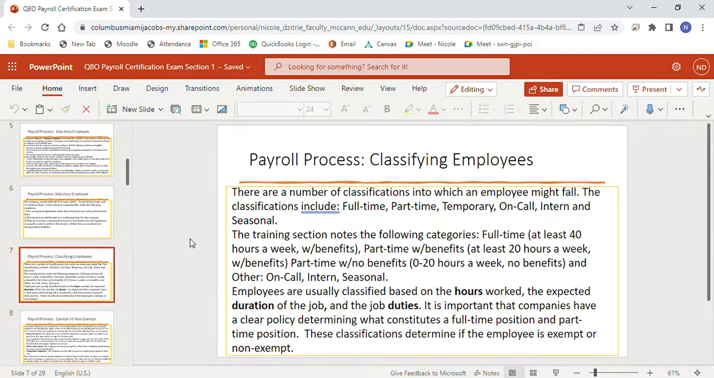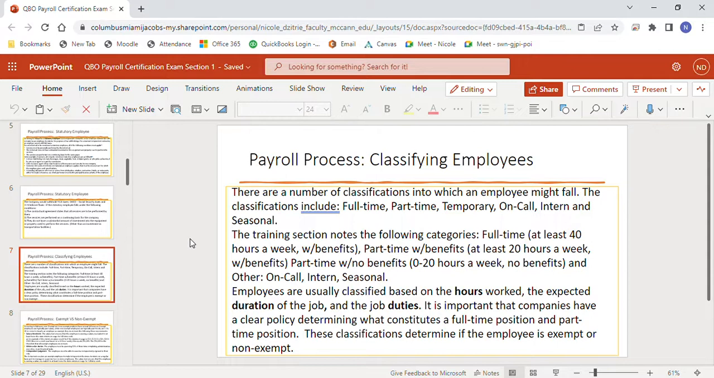Classifying employees. There are a number of classifications into which an employee might fall. The classifications include full-time, part-time, temporary, on-call, intern, and seasonal. Now, that's actually from my notes that I had from a previous class, but I do see the training section has the following. Full-time, which is at least 40 hours a week with benefits. Part-time with benefits, which is at least 20 hours a week with benefits. Part-time with no benefits, and that's anywhere between 0 and less than 20 hours a week, no benefits. And on-call, intern, and seasonal. So they don't have temporary there.